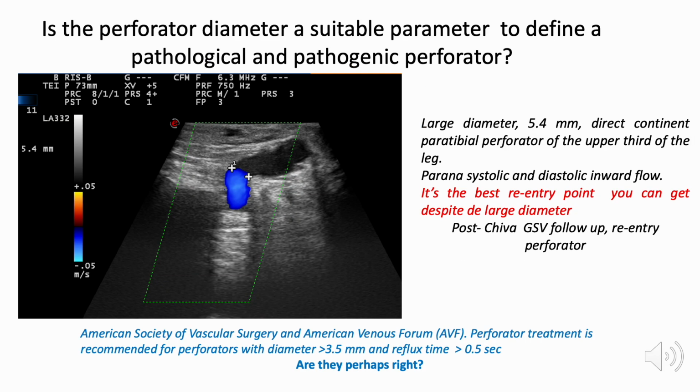Is the diameter really suitable to help us in the therapeutic strategy? You can see in this echo-duplex photo a large diameter, 5.4 mm, direct continent paratibial perforator of the upper third of the leg. Parana showed a systolic and diastolic inward flow. Despite the large diameter, this perforator is a perfect re-entry point.